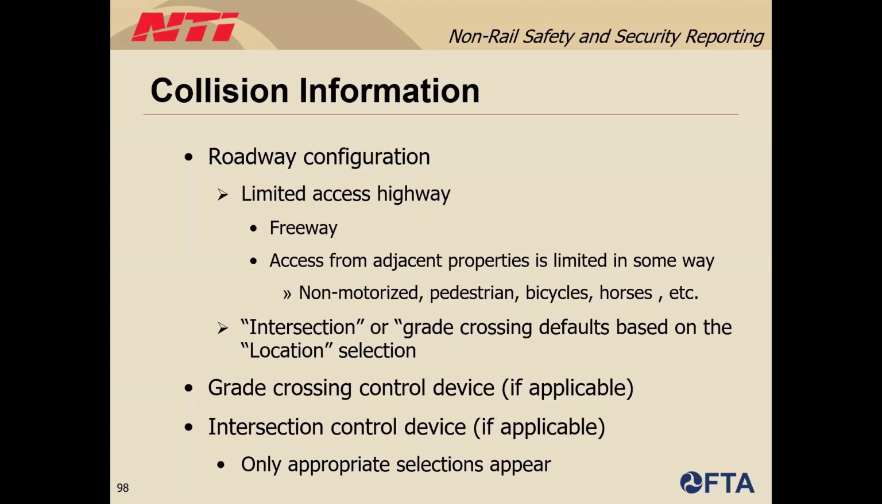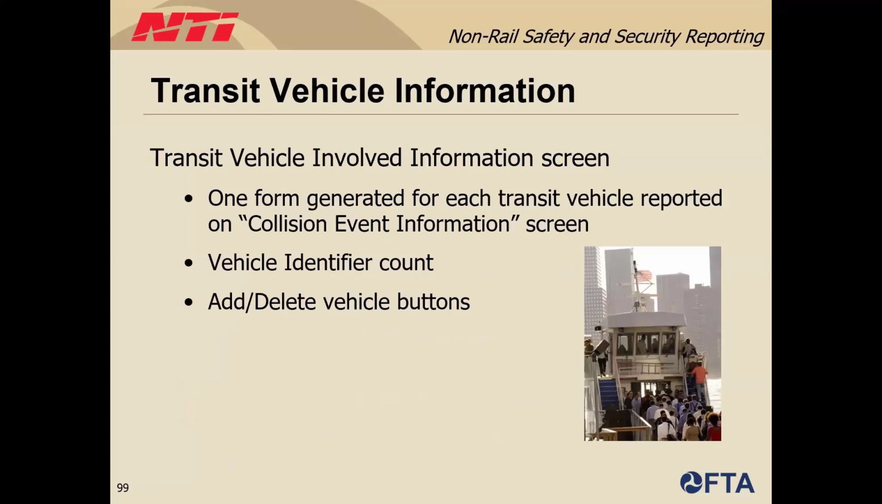If you choose either roadway intersection or roadway grade crossing on the collision event information screen, the appropriate selection will default on this collision information form. Also, you may have noticed that now, when the location is intersection, only intersection control device selections appear, or if you select the grade crossing as the location, only grade crossing controls appear. You no longer have to select not applicable on the inappropriate list. At this point, we have completed the collision event information screen.